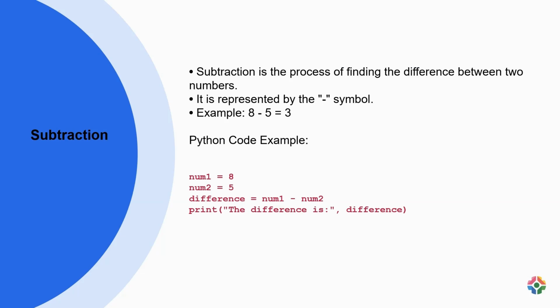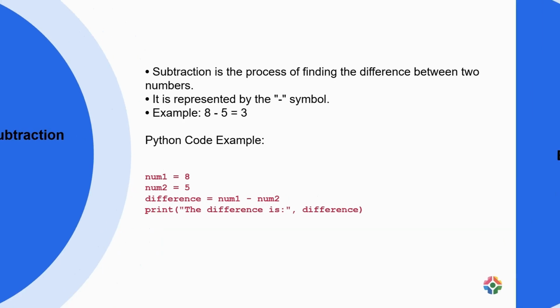In the provided Python code example, the variables num1 and num2 represent the numbers 8 and 5, respectively. By subtracting num2 from num1 using the minus operator, the difference between them is computed and stored in the variable named difference. Lastly, the code prints out the calculated difference.